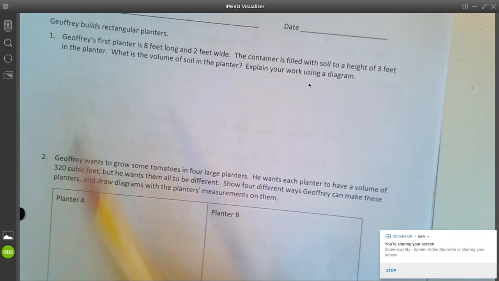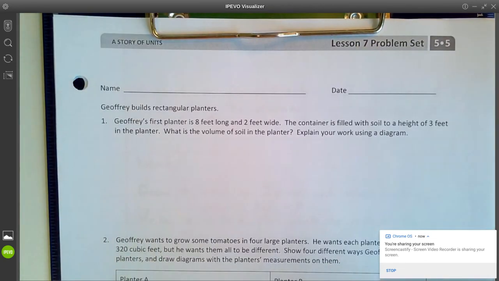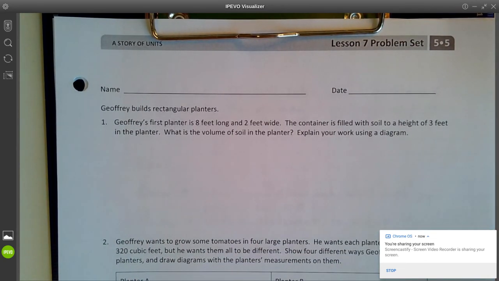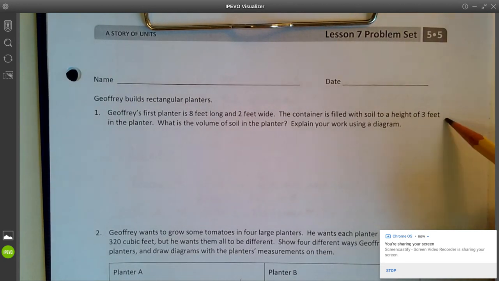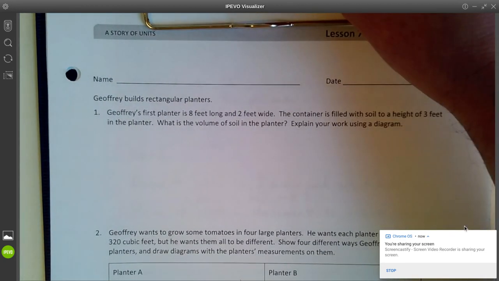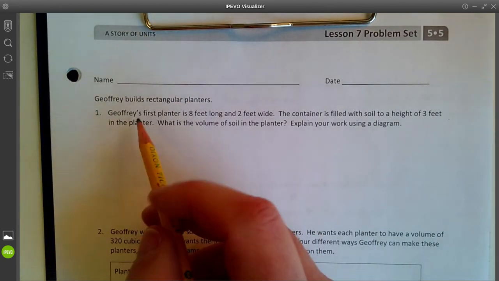All right, let's look at the problem set. So again, you should either have a problem set in front of you, or you can write it on notebook paper. I'd like to see you writing out the question. That would be helpful. But let's read it here.